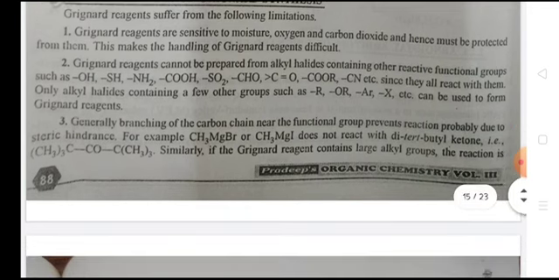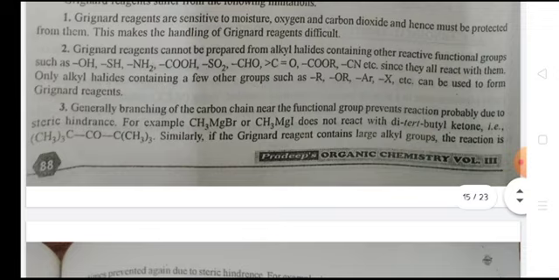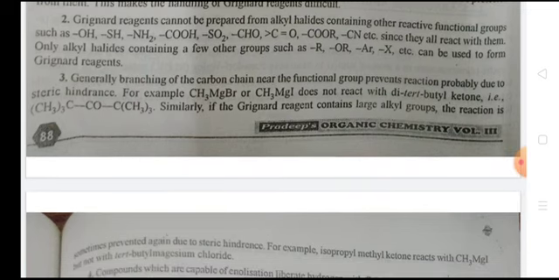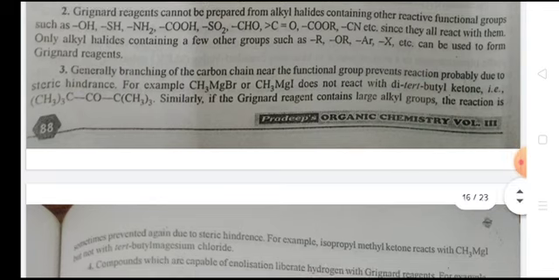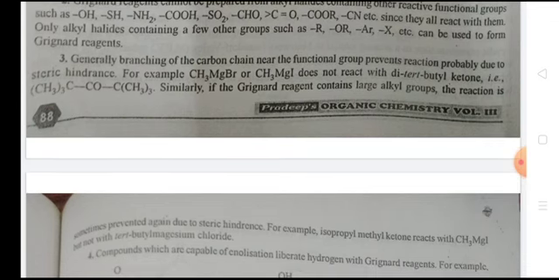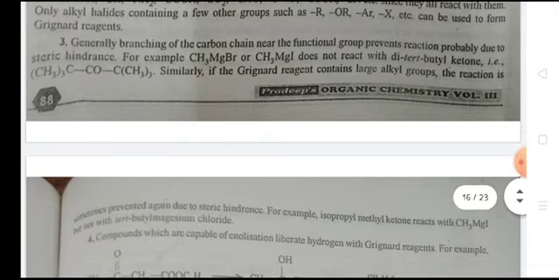First, Grignard reagents are sensitive to moisture, oxygen and carbon dioxide and hence must be protected from them. This makes the handling of Grignard reagent difficult. Second, Grignard reagent can't be prepared from alkyl halides containing other reactive functional groups such as OH, SH, NH2, COOH, SO3H, CHO, C=O, COOR, C≡N, etc. Since they all react with them, only alkyl halides containing a few other groups such as ROR, Ar, X, etc. can be used to form Grignard reagents.